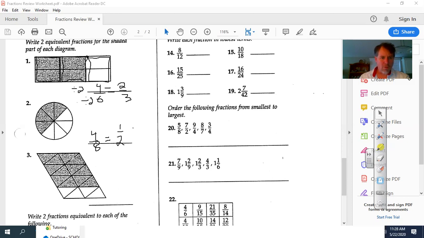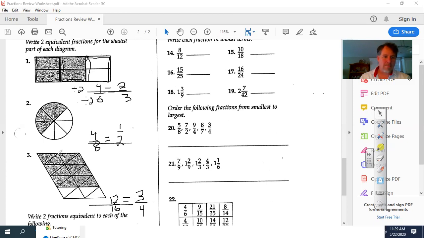Over here we got 2, 4, 6, 8, 10, 12 out of 16. And I can say, hey, 4 goes into 12 3 times. 4 goes into 16 4 times and get 3/4 mathematically.